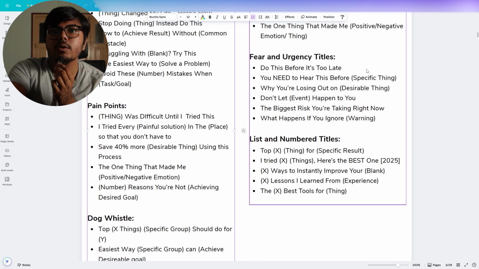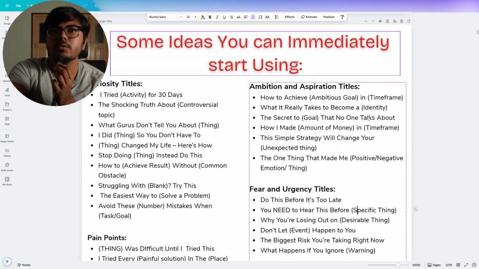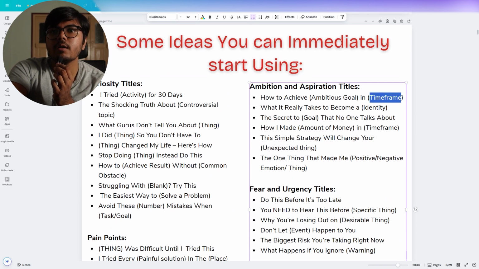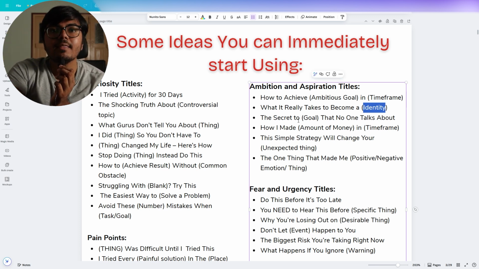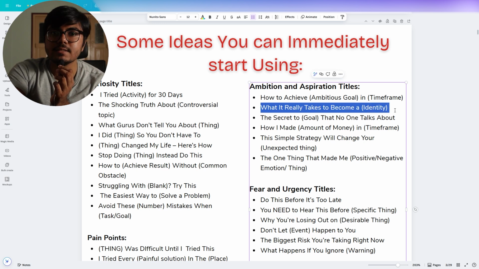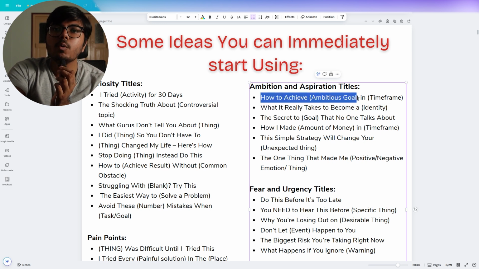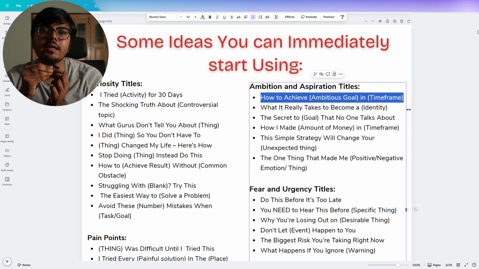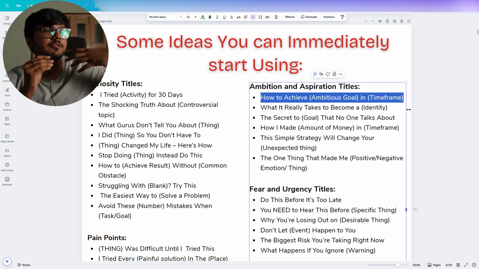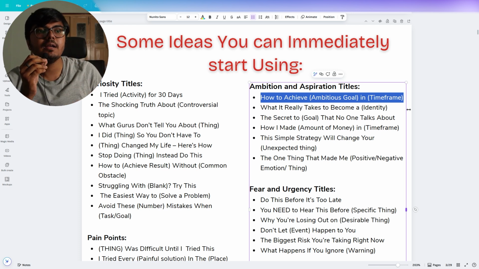The thing is, you can use these title formulas, and you can try to reverse engineer them and see if the first two lines of your hook are answering the question that the title is raising. So, how to achieve 1 million subs in just 15 days? The first question in your mind will be, is this really possible? So the first line of the hook can be, I did it.